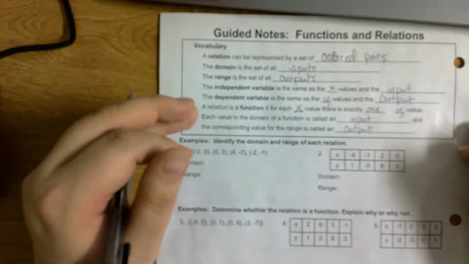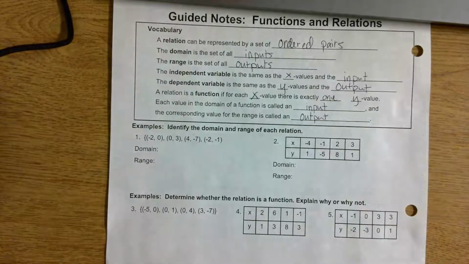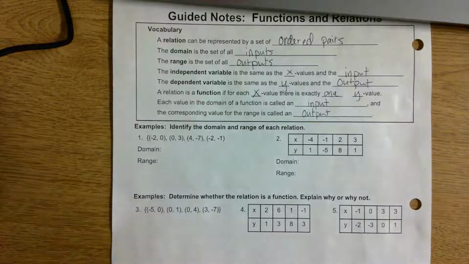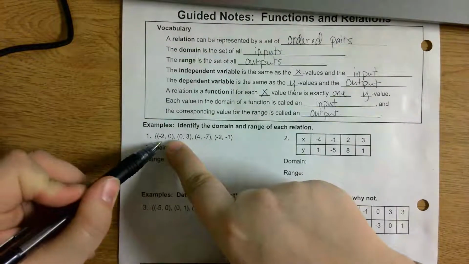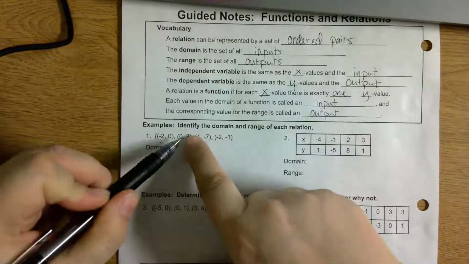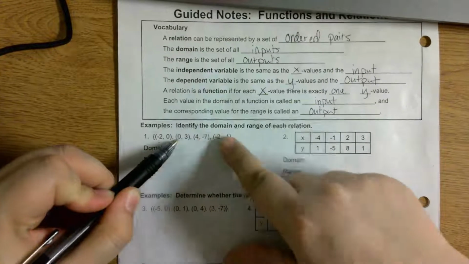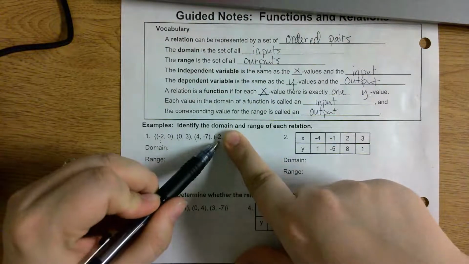All right, so what we're focusing on today is how to determine if what is given to us is a function. So we have relations here, which are our ordered pairs. So we need to make sure that we only see -2 once. We only see 0 once. We only see 4 once. We only see -2 once.